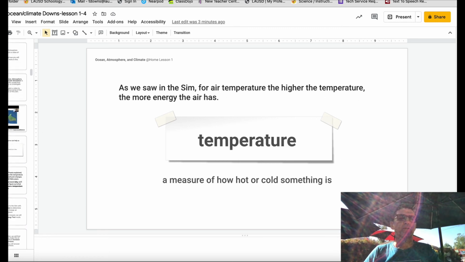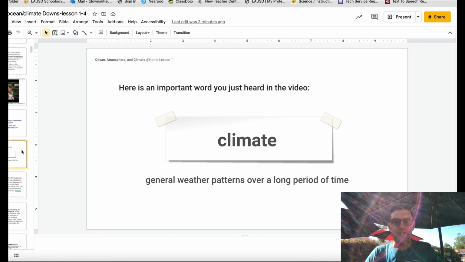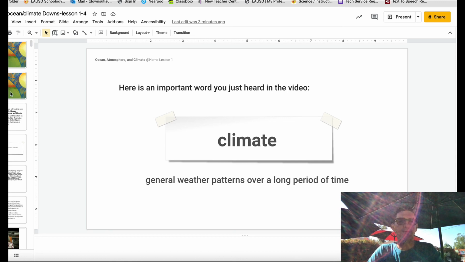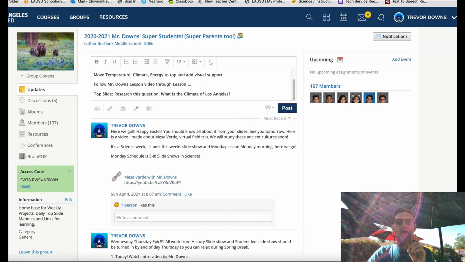We'll jump into this lesson here tomorrow and play with the sim, and then go find the climate slide, move it to the top. So you'll have climate, temperature, and energy at the top of your slideshow. Add visuals, understand the concept, look at the picture, read what it says, general weather patterns over a long period of time. Try to understand vocabulary. When you understand and have a good vocabulary, boy, your knowledge increases like you wouldn't believe. It's all about knowing what things mean. So take time to understand the word, understand what it means right now, and then create a top slide.